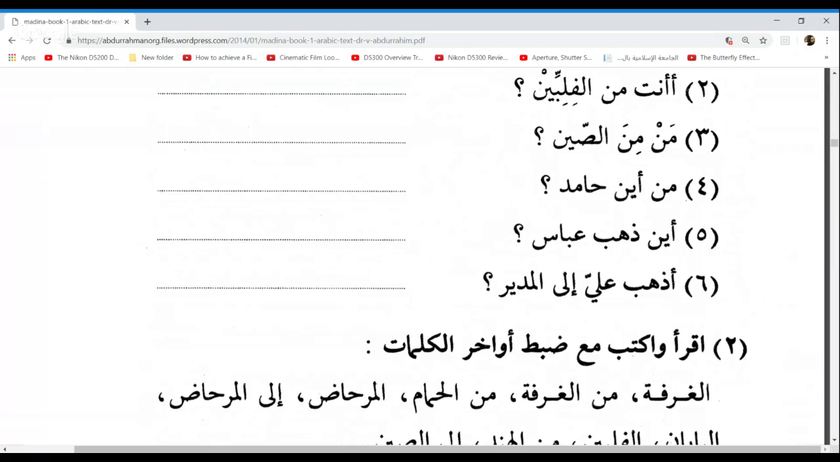Yes. So we can look at, is it from the text? Yeah, it's from the text. So if you look back at the text, where is Hamid from in the conversation?